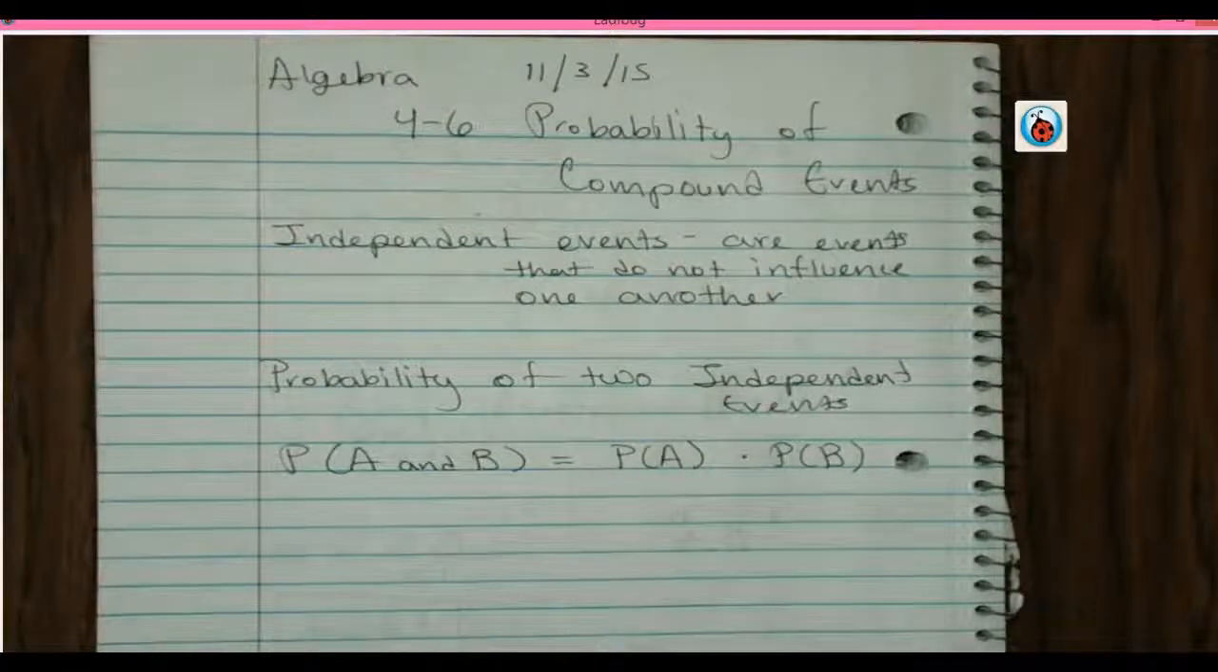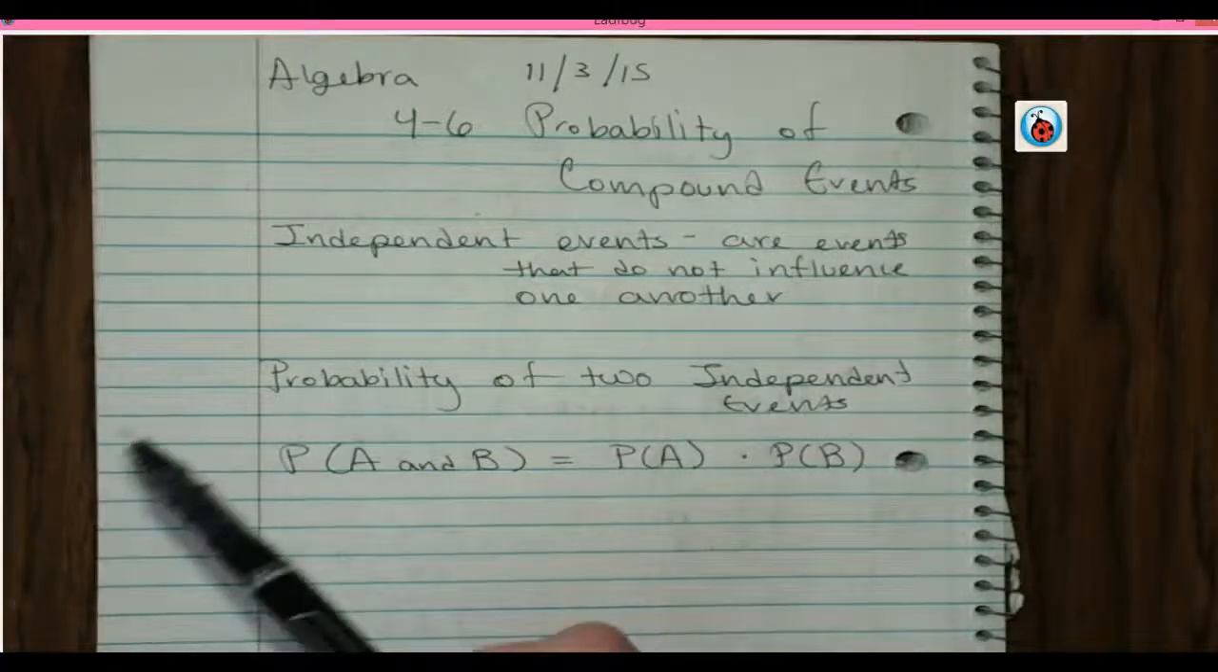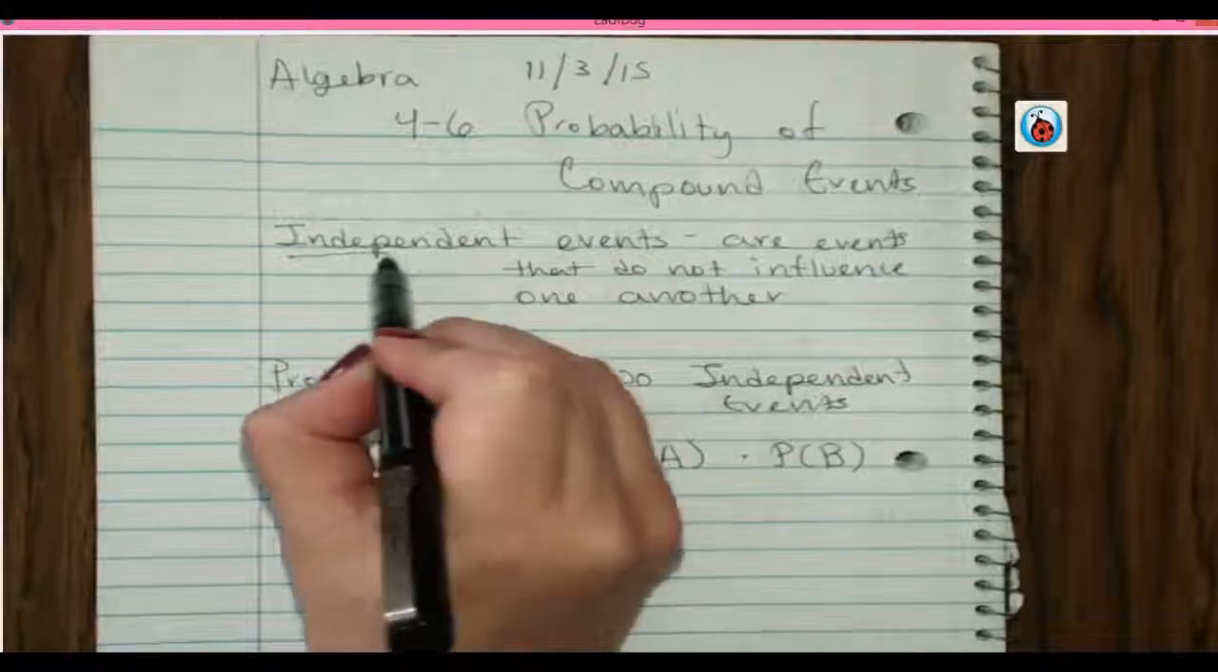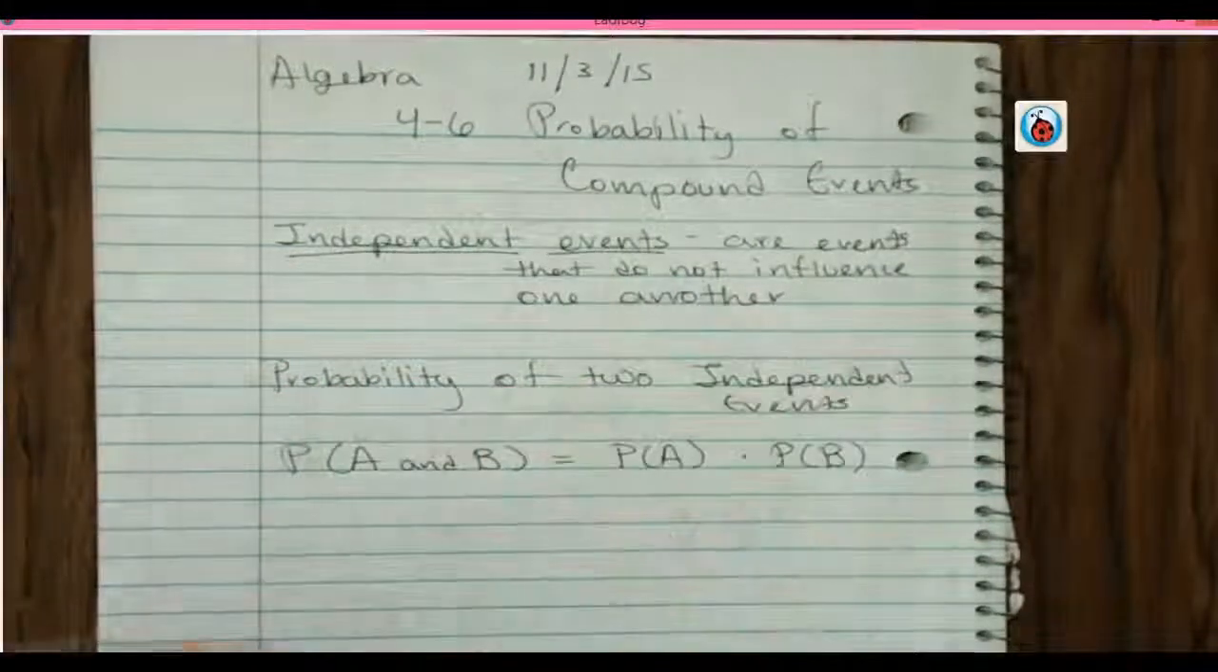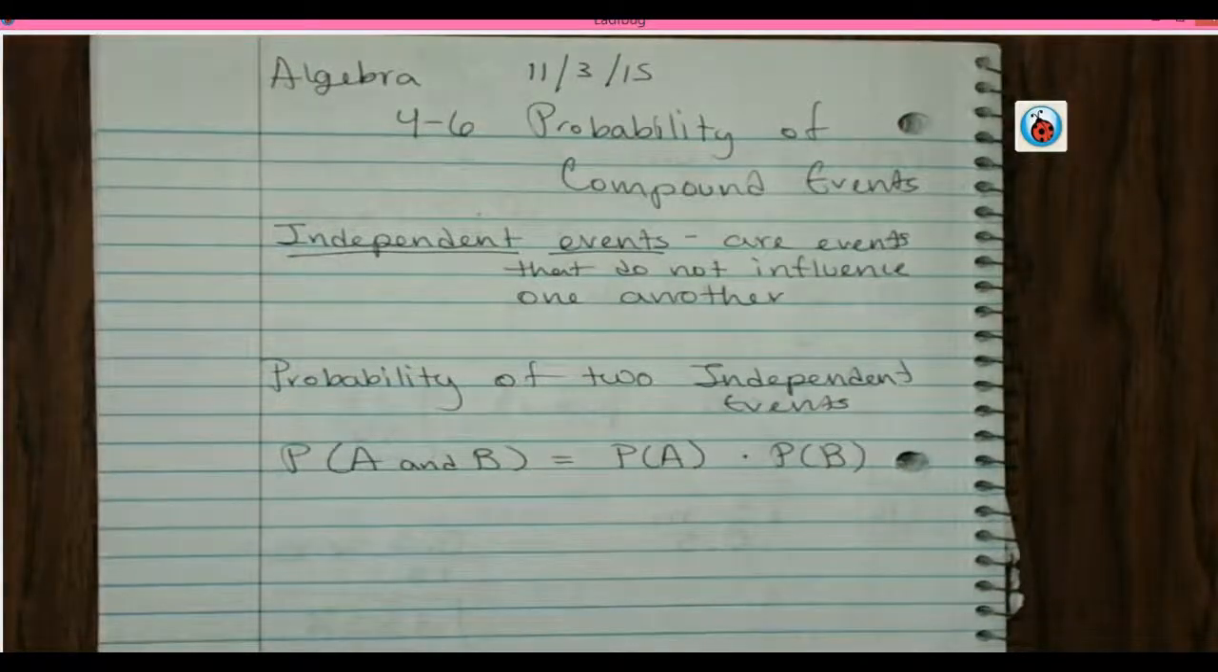Today we're talking about the probability of compound events. So we will start by talking about independent events. Independent events are events that do not influence one another.